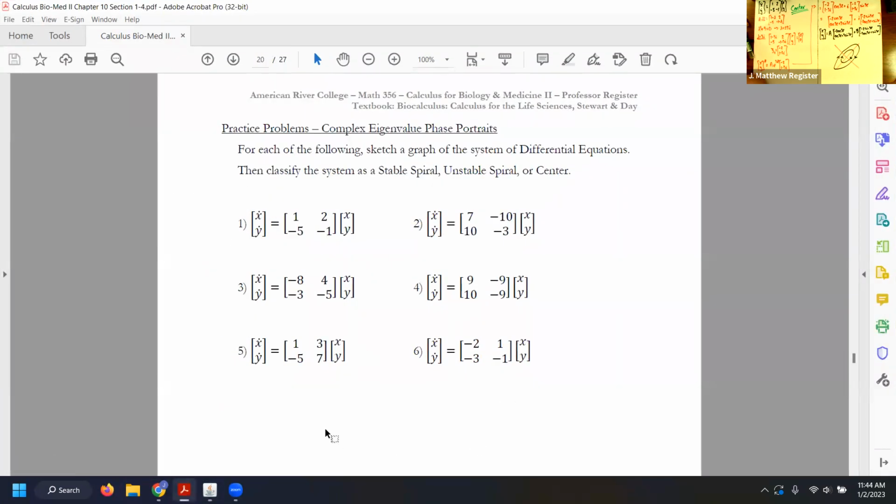Excellent. And so let's do one more. Let's see if we can figure out one which is going to be, what was it? We've had a stable spiral, and so now let's see if we can find an unstable spiral. Actually, we'll just take the next one, and whatever we get, we get.